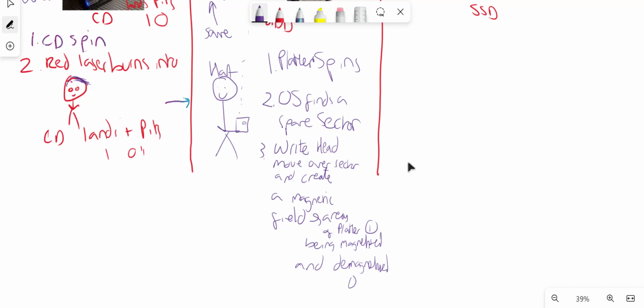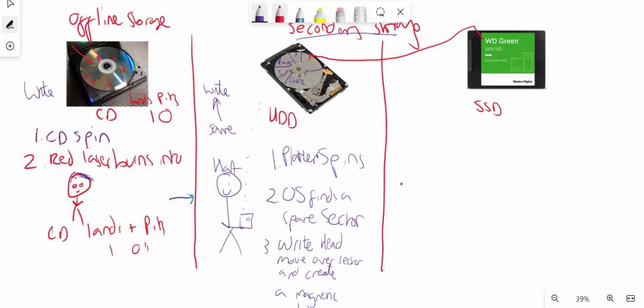Zero. So if you've got a magnet and you put it above an area of a hard disk drive which has got data in it, it'll be magnetic. So the platter spins, the operating system finds a sector, and the write head moves over the sector, so this is the write head, and it magnetizes and demagnetizes the surface using a magnetic field, and the data is saved as 1s and 0s. Thank you, Hart. What a legend.